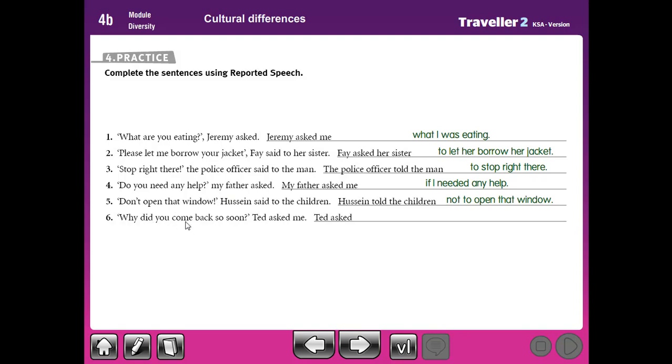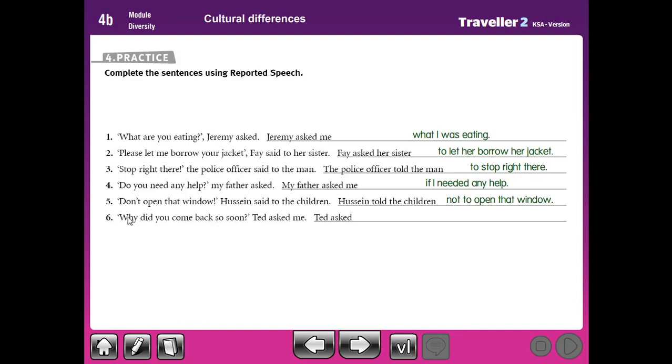That's very good. Why did you come back so soon? Ted asked me. So Ted asked why. We start with Ted asked me, right? Why? We don't change why. So we say Ted asked me why. Did you come? We remove did. Then we have here past simple, and we change the past simple into past perfect. Very good. We change you into I, and come here is past simple because we have did. So we change did come or came into had come. Very good. So I had come. We change the past simple into past perfect.